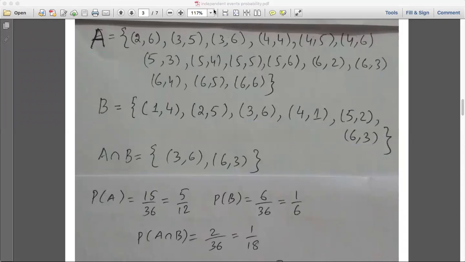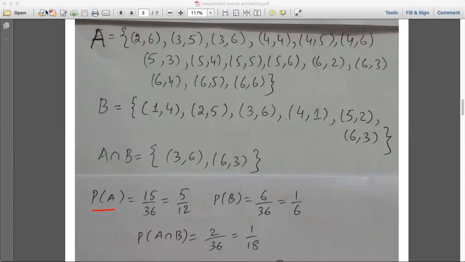Probabilities हमें किसकी चाहिए? We need the probability of event A. Okay, so probability of event A वो कैसे आएगी? Number of elements in event A divided by total number of elements in the sample space. Okay, so how many elements you can count? It is very easy. How many elements in set A? There are 15 elements.